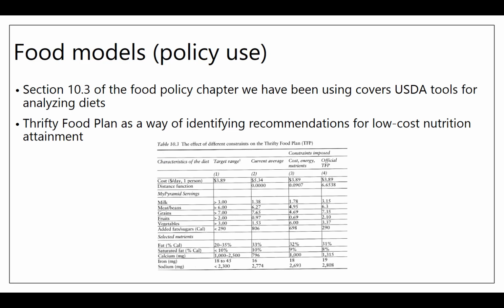And in the chapter we use, chapter 10 of the book we've been using, section 10.3 actually takes us through the steps of what USDA does to come up with a thrifty food plan. Their approach is a little bit different when you read through it, but the idea is to come up with these targets for what percent of calories are going to be fat, saturated fat, some calcium, some iron. If you kept going, you would see other nutrients, protein, carbohydrates, and so forth.